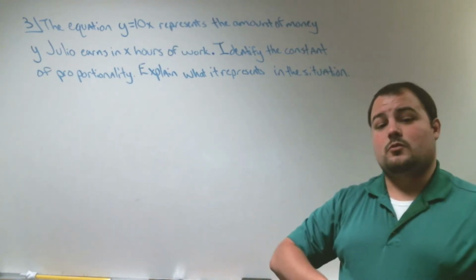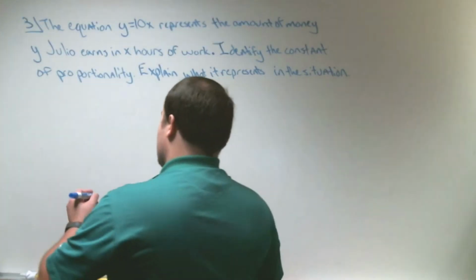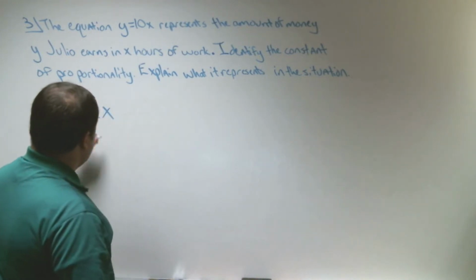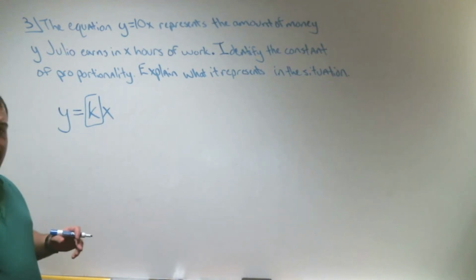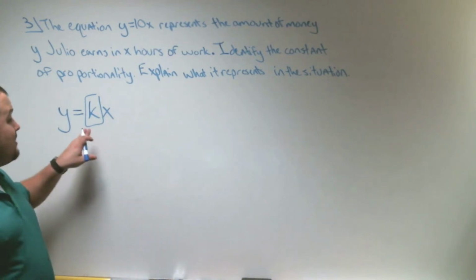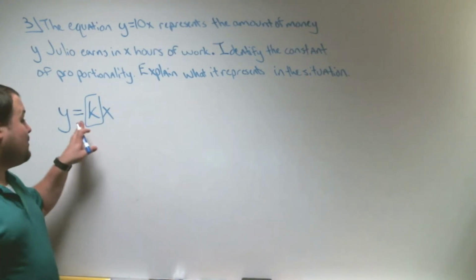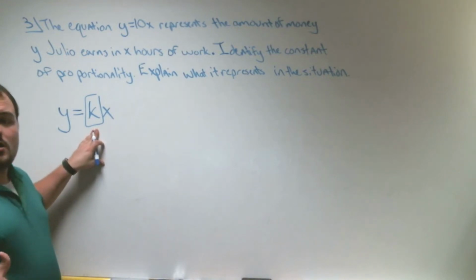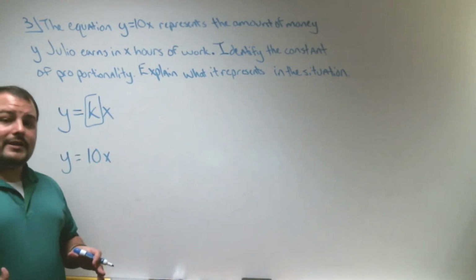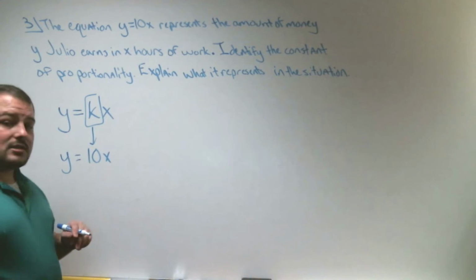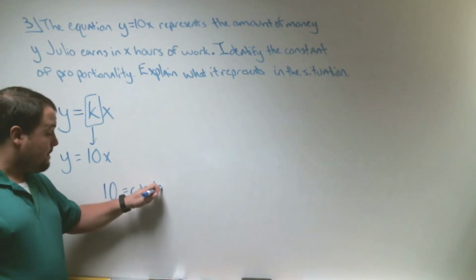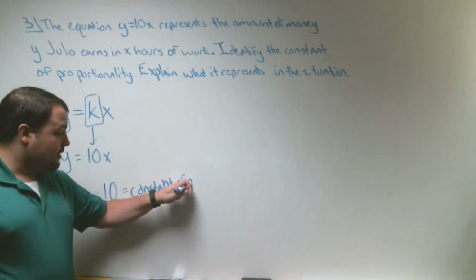So this is where I'm going to backtrack to what we started with in this idea of direct variation. In a direct variation, your equation would be y equals kx. Whatever is in the spot of k, that's your constant of proportionality, or your direct variation, or your constant variation. It's the number that represents what the rate is. So k is what our rate is. So now, if we look in this problem, it says y equals 10x. Well, that's telling me that 10 is in the spot of k. So 10 is equal to our constant of proportionality.